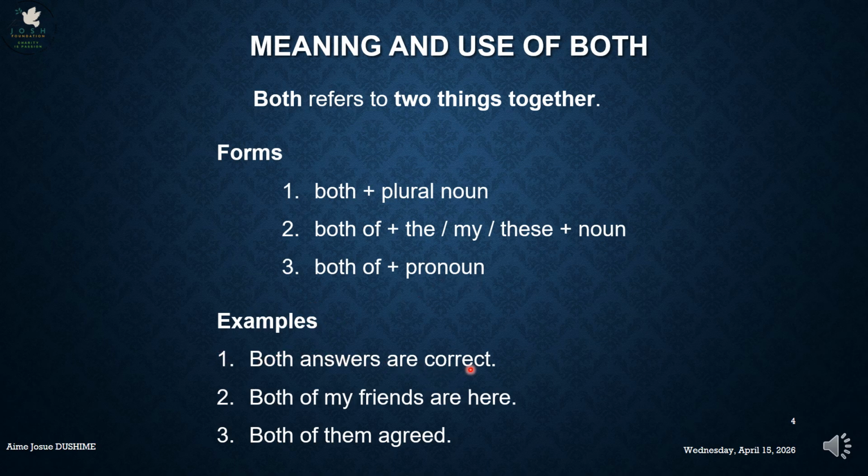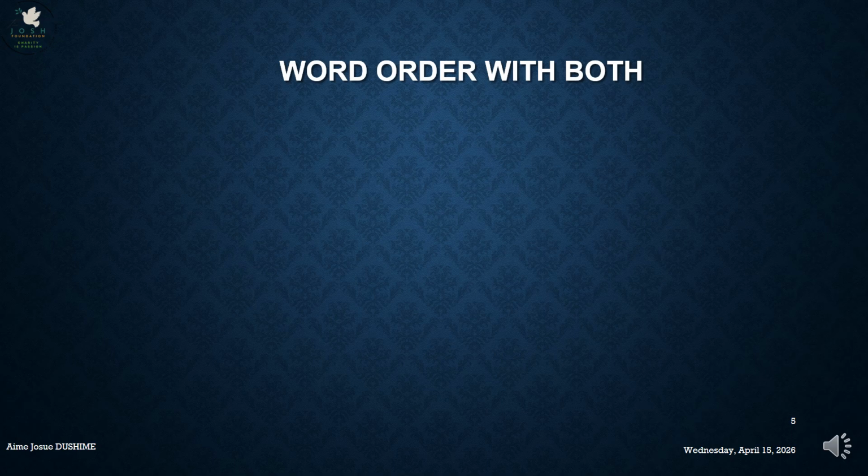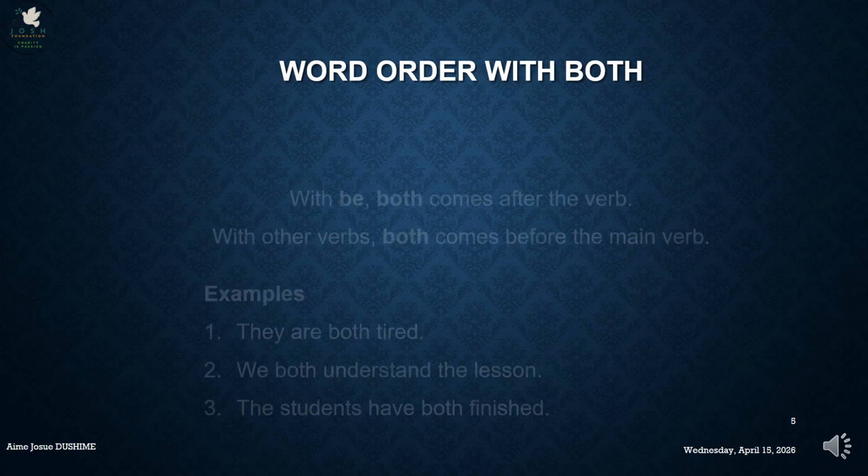Both answers are correct. Both answers. Both of my friends are here. Both of my, then the noun is friends, are here. Both of them agreed. Both of them as a pronoun. Agreed. Like that.